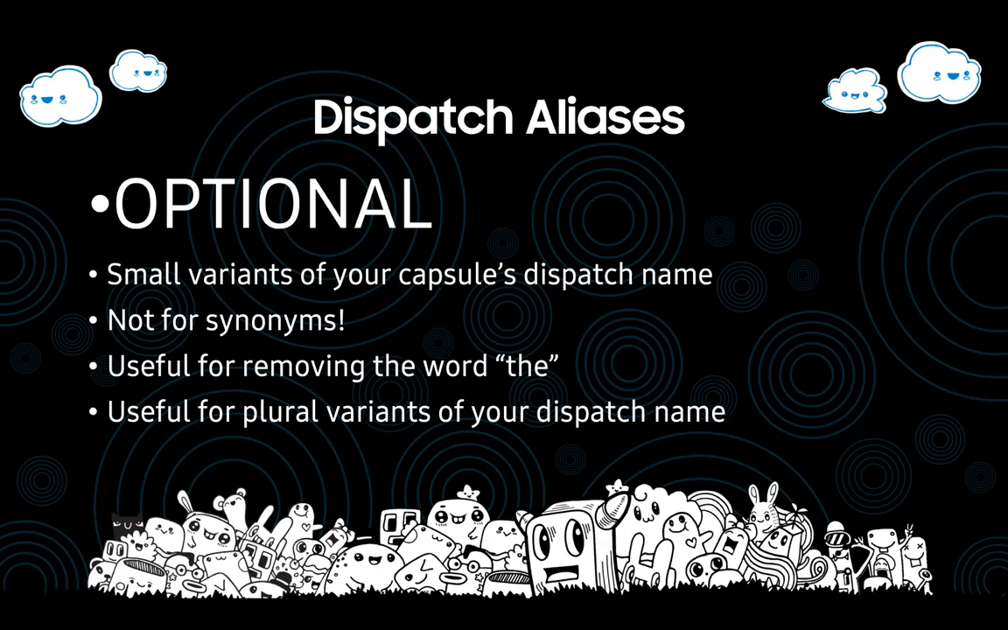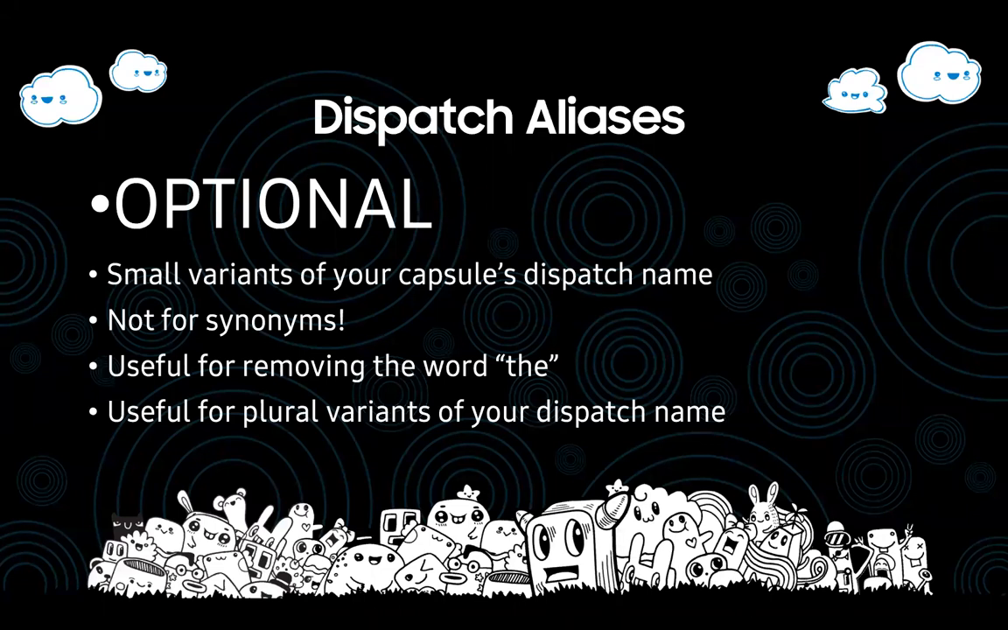So let's say I have the Book of Cows. A dispatch alias that would not work for it would be the Encyclopedia for Bovines, right? Because that is something that's completely different in essence from the Book of Cows, right? Even though it means the same thing, you're replacing the book with encyclopedia as a synonym, and you're replacing cows with bovines.